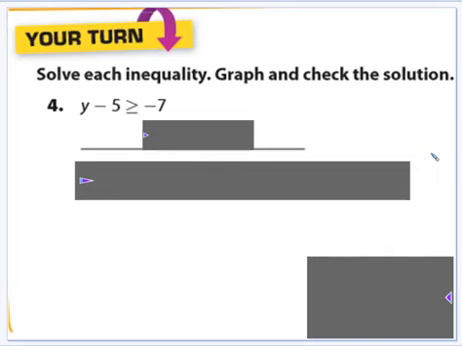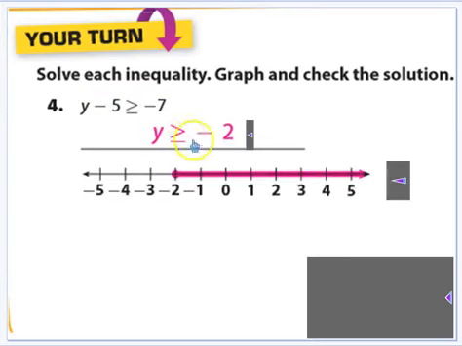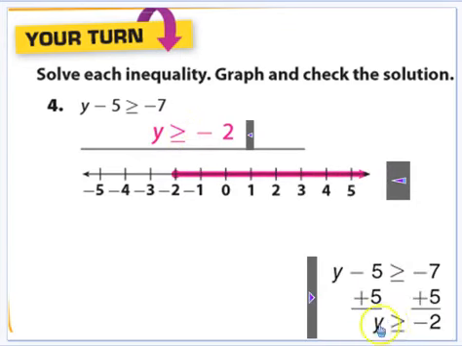All right, pause real quick and then work this out on your own. Three, two, one. Y minus 5 is greater than or equal to negative 7. This is your final inequality. This is the graph, and this is how you work it out. You're going to add 5 to each side, and adding a positive 5 to a negative 7 gives you negative 2.